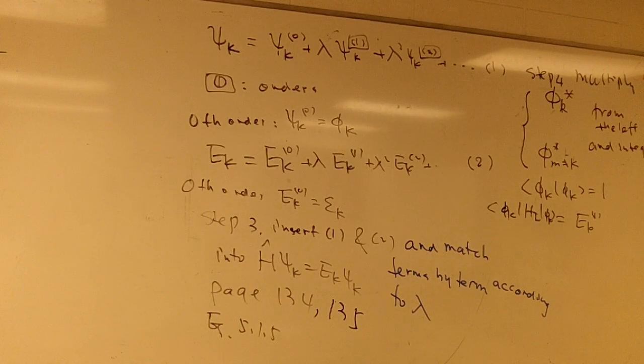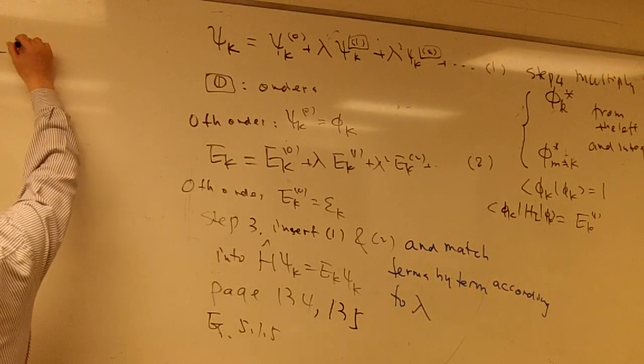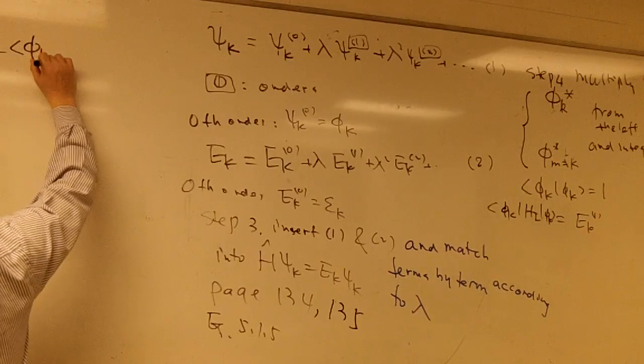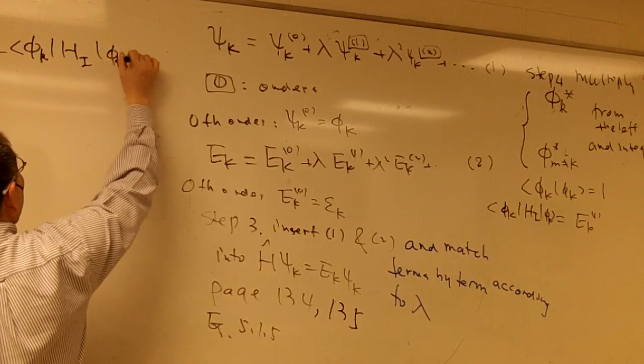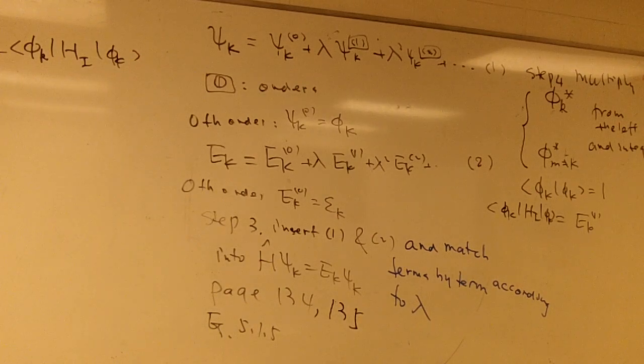So this is equation 5.1.10. Did you see that? Look at page 135. So this is the first order energy correction. Make sense? Could you guys write this down? This is so important. This is the absolute minimum. This is the first order energy correction which you need to remember.